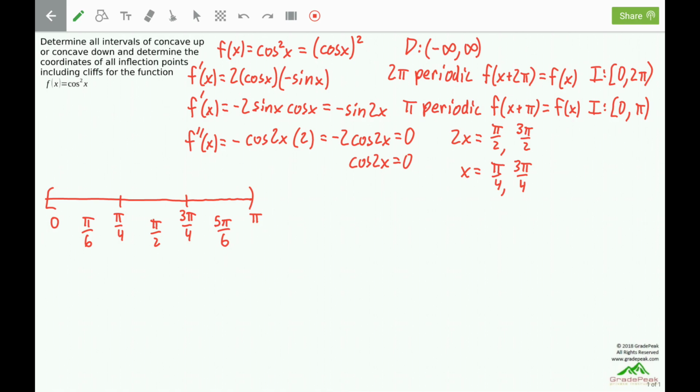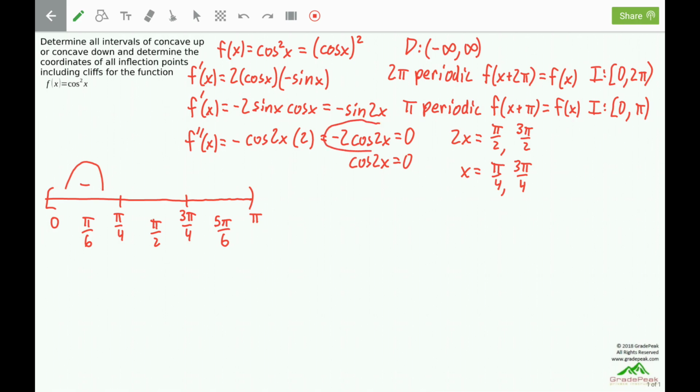We can now test the concavity by plugging each of these test values into the second derivative. We don't care about the value of the second derivative, just whether it is positive or negative. Starting with pi over 6, plugged into the second derivative, it'll give us cosine of 2 pi over 6, which can reduce to cosine of pi over 3. Pi over 3 is in the first quadrant, so the cosine will be positive. Then times the negative 2 will give a negative. We have a negative second derivative, which corresponds to concave down.